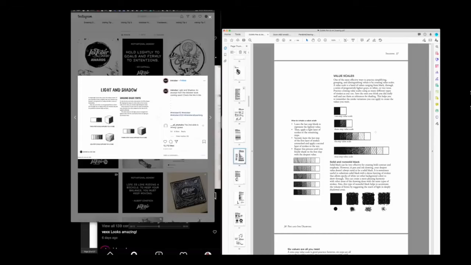Practice creating value scales using as many different types of strokes as you can. Save the ones you think you did really well, and use them as reference for shading. This helps you to remember the stroke variations you can apply to create the values you want. And there's some examples of a 2, 3, 6 and a 9 step value scale.